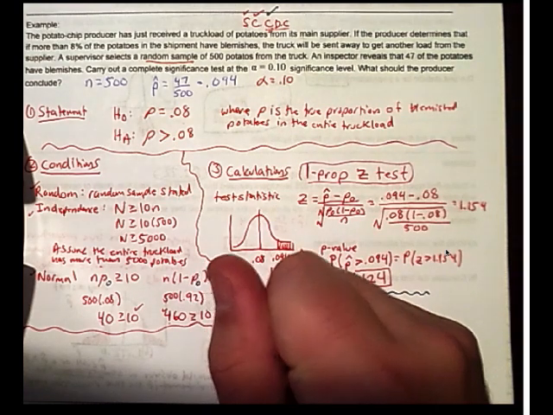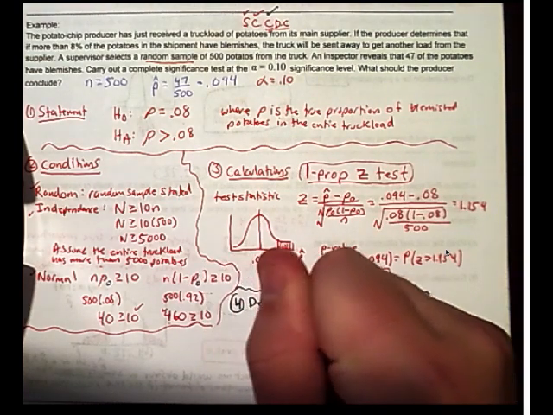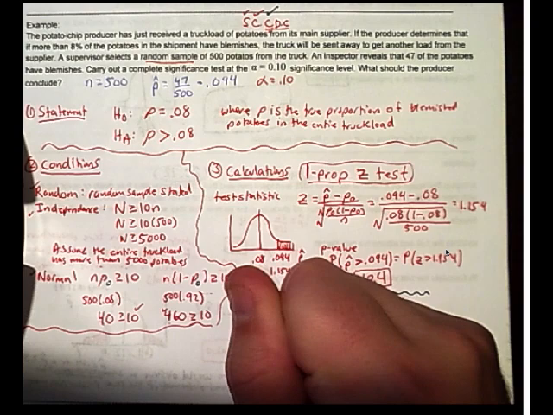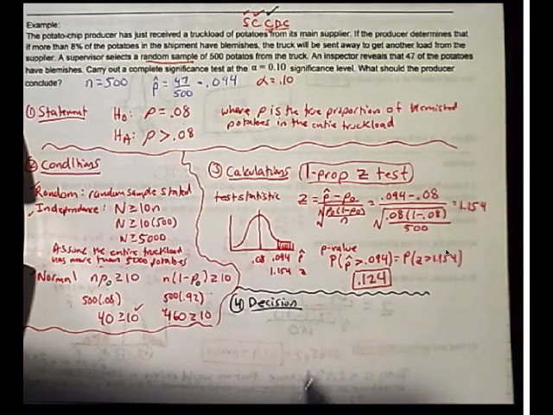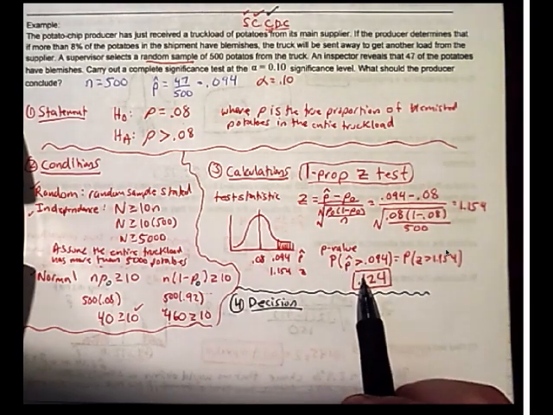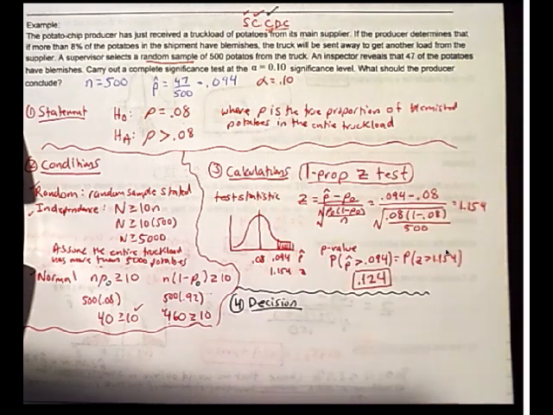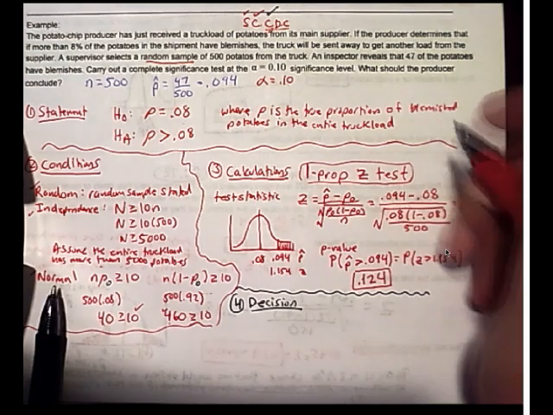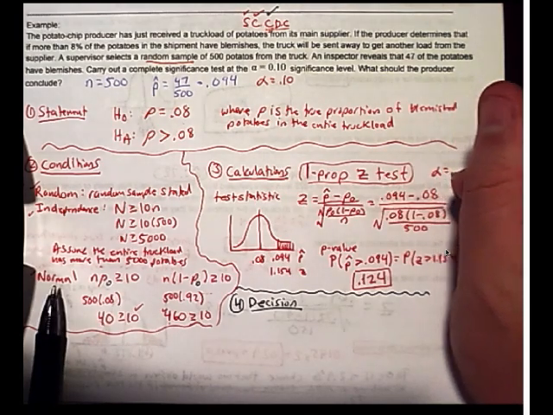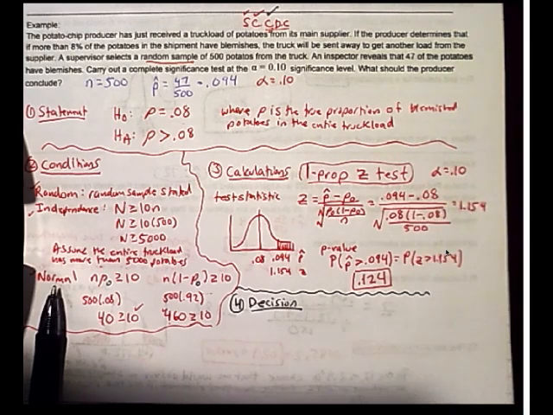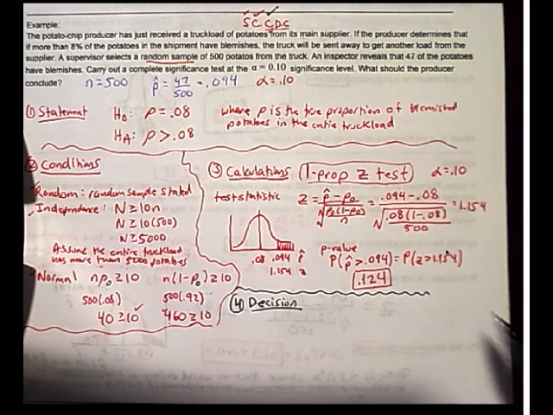All right. Now I need to make a decision. So step 4 is the decision process. Your decision is going to be based on the p-value and the alpha level. Sometimes it's a good idea to put the alpha level up here, even though it's not a calculation. It helps to look at these.